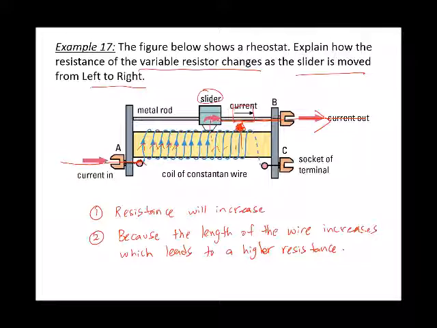A variable resistor works like that, by adjusting the length of the wire in the circuit. By adjusting the length of the wire, you are able to adjust the resistance, and then you can adjust the current in the circuit. So I hope you are able to follow.